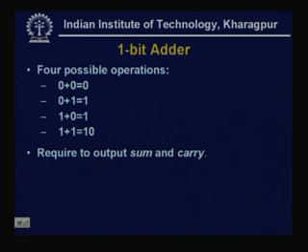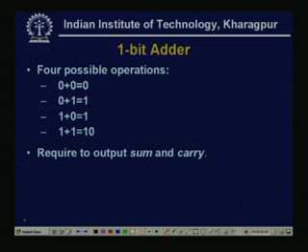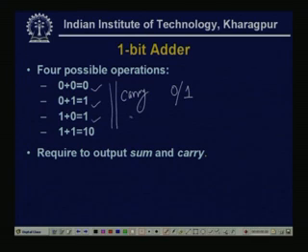If it is a 1 bit, the bit can be either 0 or 1. So, there are 4 different possibilities: 0 added with 0, 0 plus 0 is 0, 0 plus 1 is 1, 1 plus 0 is 1. In all these 3 cases, the carry is 0. Now, 1 plus 1 is 1 0.